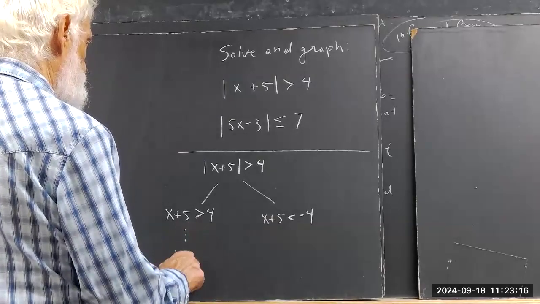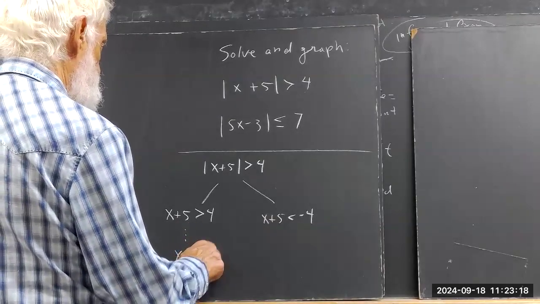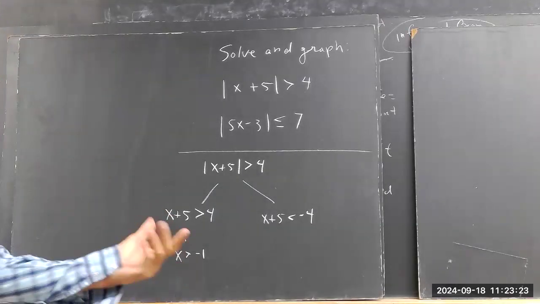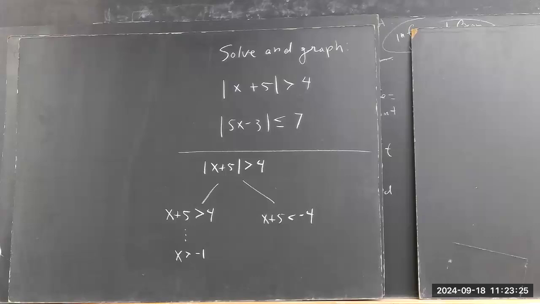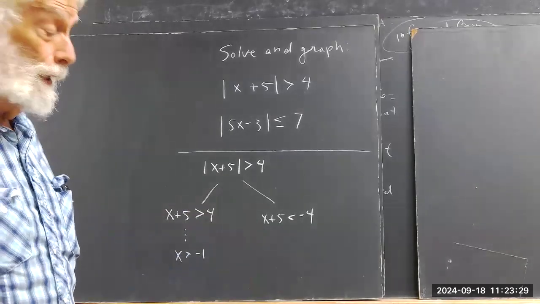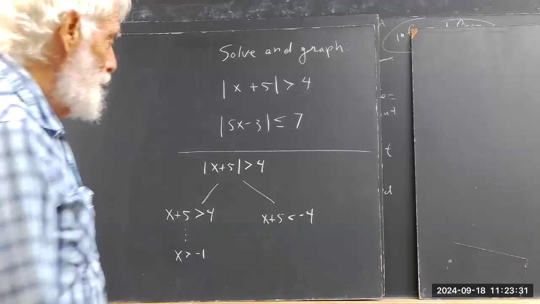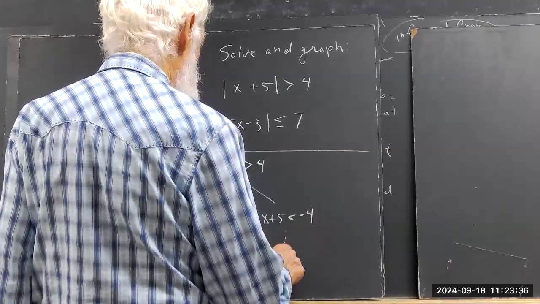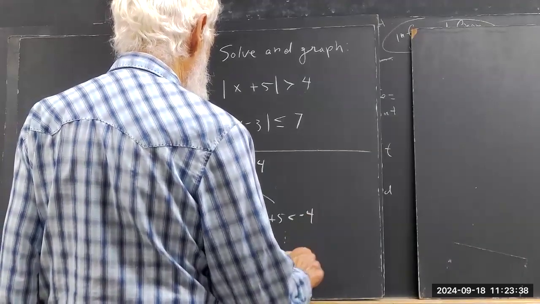And I'm not going to take the time to write out the steps because everybody is really good about writing out steps. So I know you know how to fill in these steps. You can subtract 5 from both sides and you get this. Okay, and it's equally easy over here. You subtract 5 from both sides, you get x less than -9.